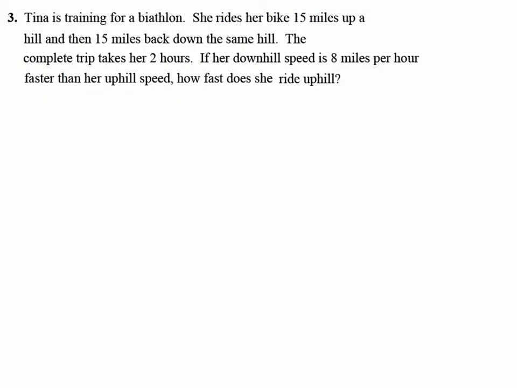So Tina is training for a biathlon, which means she's going to do 2 different activities here. She rides her bike 15 miles up a hill and then 15 miles back down the same hill. The complete trip takes her 2 hours. If her downhill speed is 8 miles per hour faster than her uphill speed, how fast does she ride uphill?